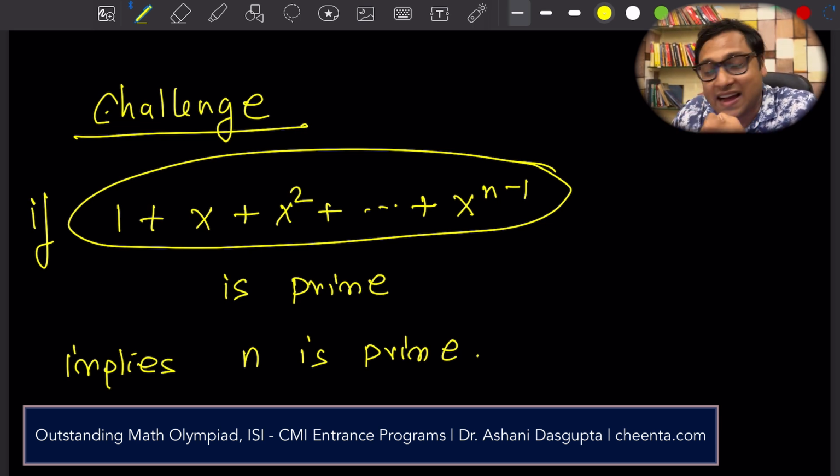It involves factorization, x to the power n minus 1, this factorization. It involves the idea of prime numbers and composite numbers. A lot of things are involved in this problem. It's a pretty challenging problem. Think about it, okay?